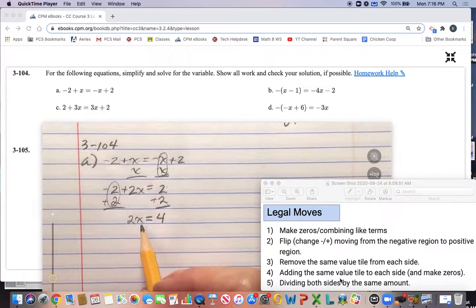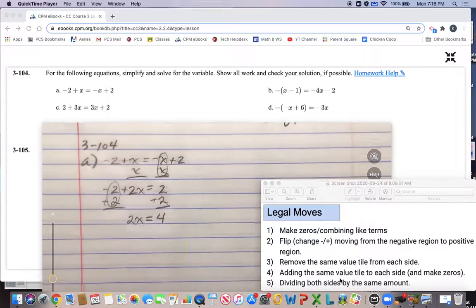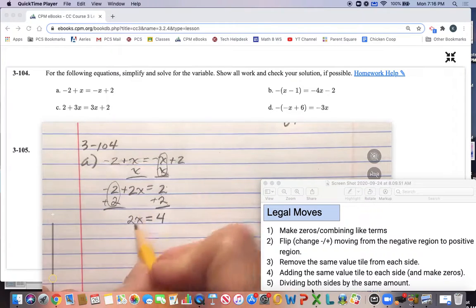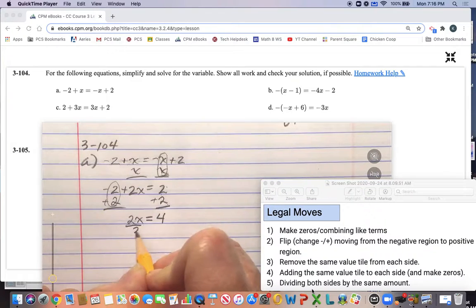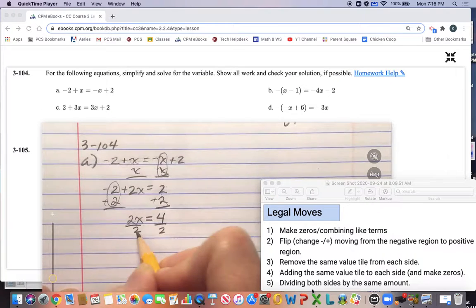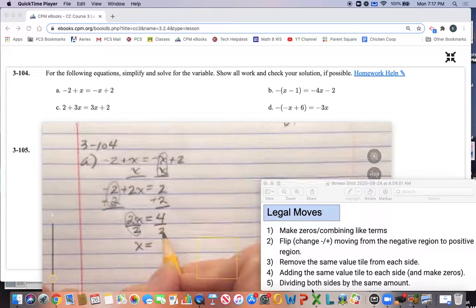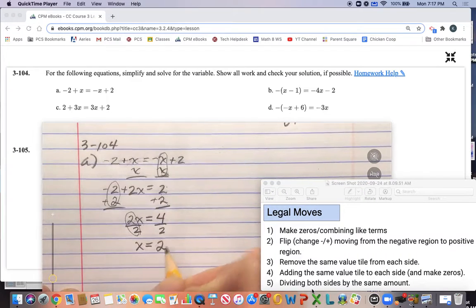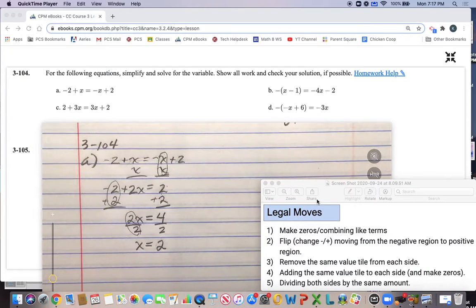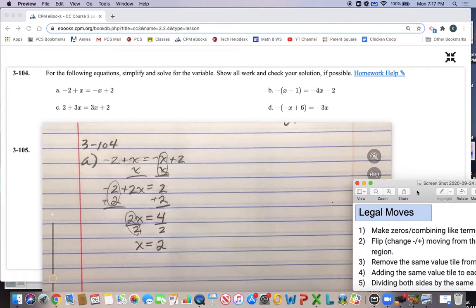All right, so the last thing I need to do is remove the coefficient, and because that's multiplying by 2, I'm going to divide both sides. So I'm going to undo the multiplication by dividing both sides by 2. So this 2 over 2 becomes a 1, so all we have left is the x here, and then 4 divided by 2 is 2. All right, so that's A. Let's try doing B, which is up here.